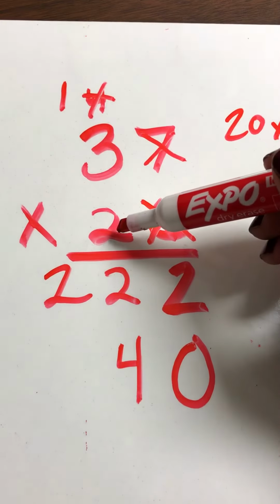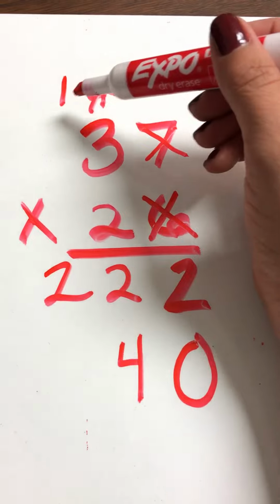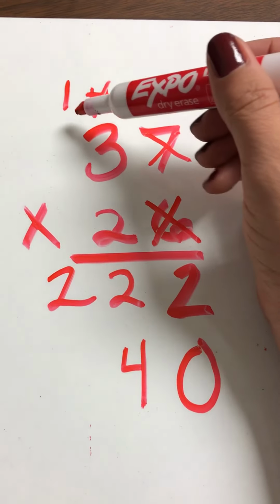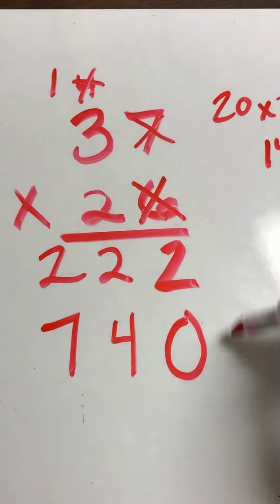The next step would be to take the bottom 2 in the tens place and multiply it by the 3 in the tens place, and then add the 1 that we carried. So 2 times 3 gives us 6. If we add the 1, we get 7. These are our partial products.